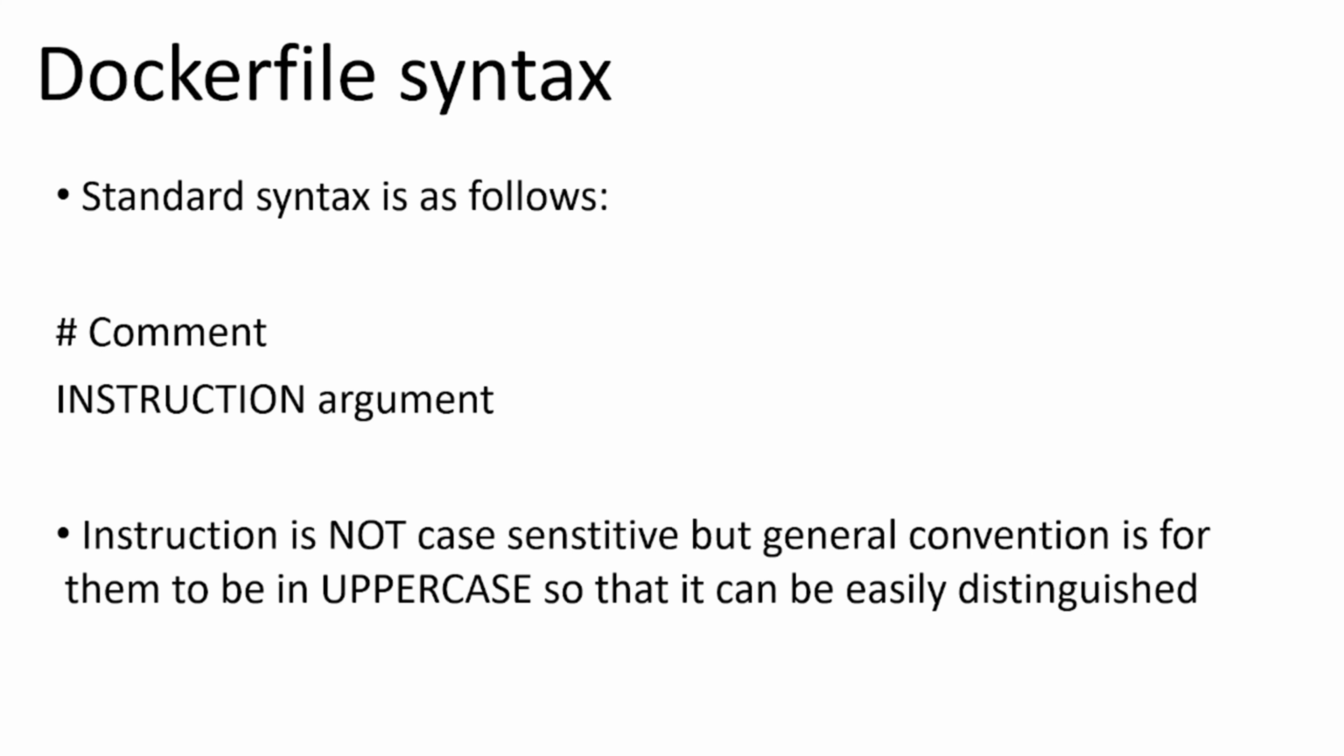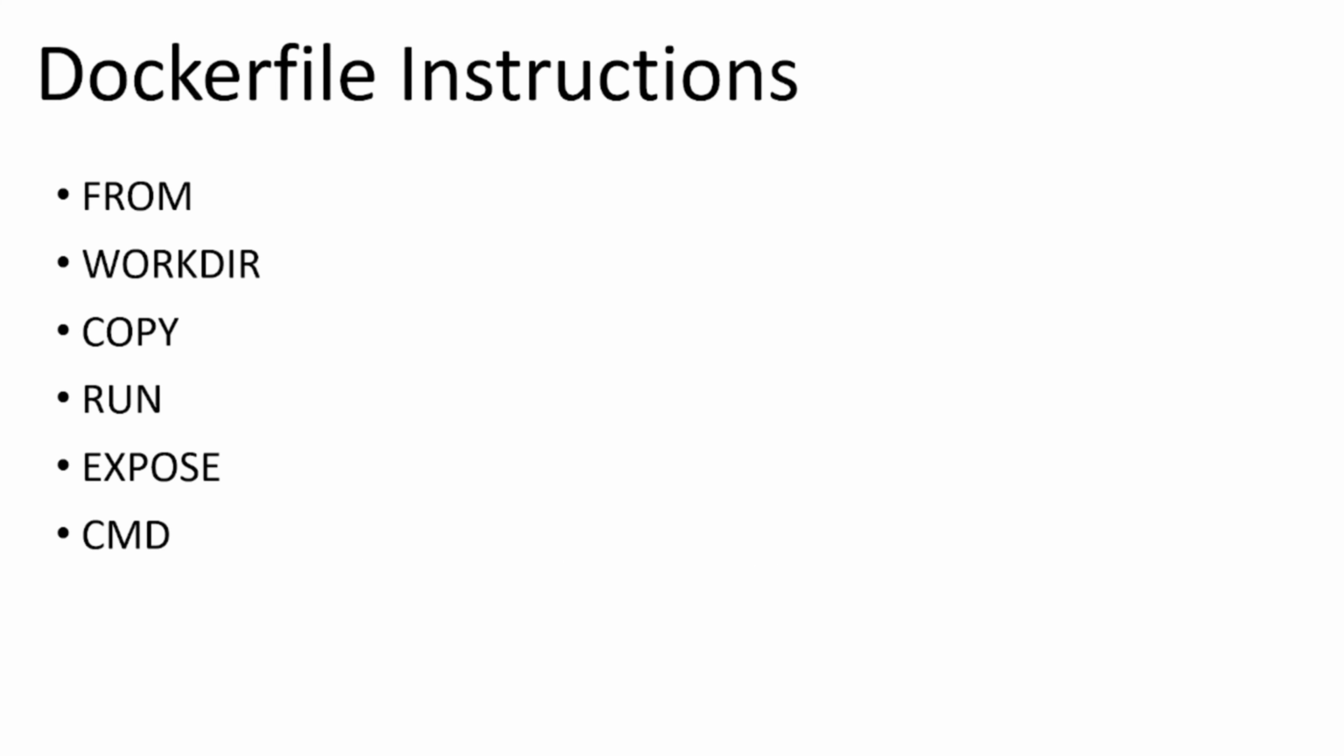Now these instructions should follow some sort of a syntax where you have an instruction which is in capital and then some arguments which can be in small case. It's very hard for someone to understand what these instructions really mean. To be very honest, the topmost instructions that you would probably put in any Dockerfile are what I have listed out here: FROM, WORKDIR, COPY, RUN, EXPOSE, CMD, and possibly ENTRYPOINT.